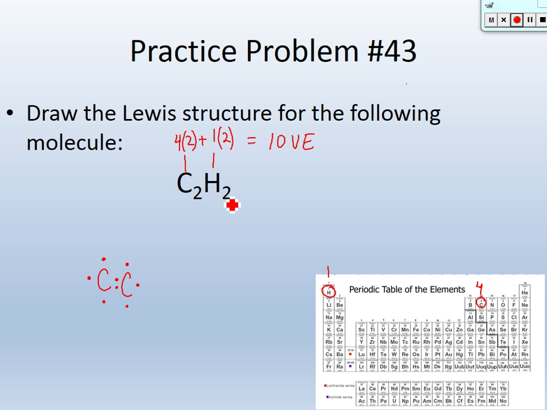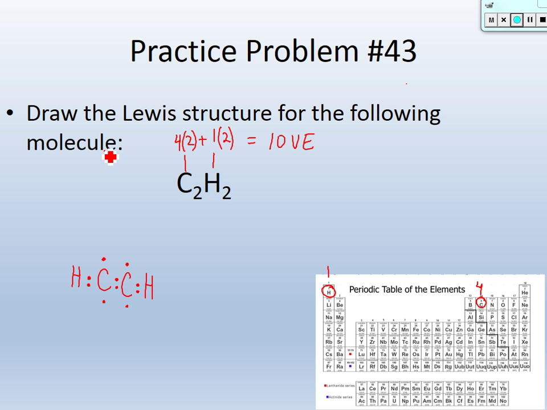And now I've got to put in my outside atoms. I've got 2 hydrogens. If I'm going to make it symmetrical, if I put one on the left side, and remember it's got 1 valence electron, I'd better put the other one on the opposite side, the right side. So that's what it looks like so far.